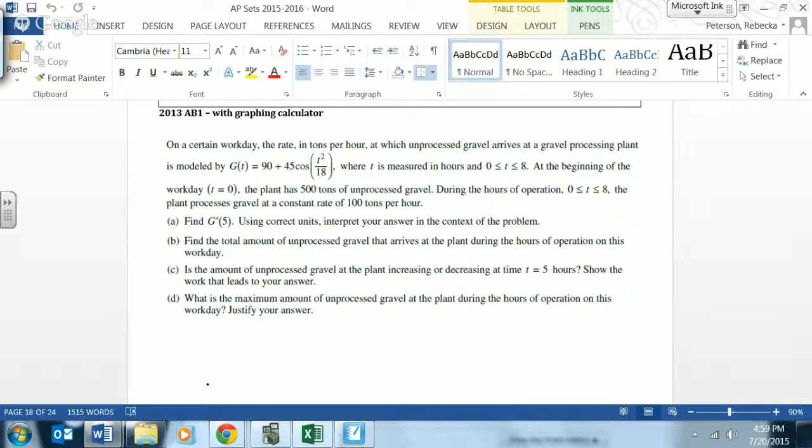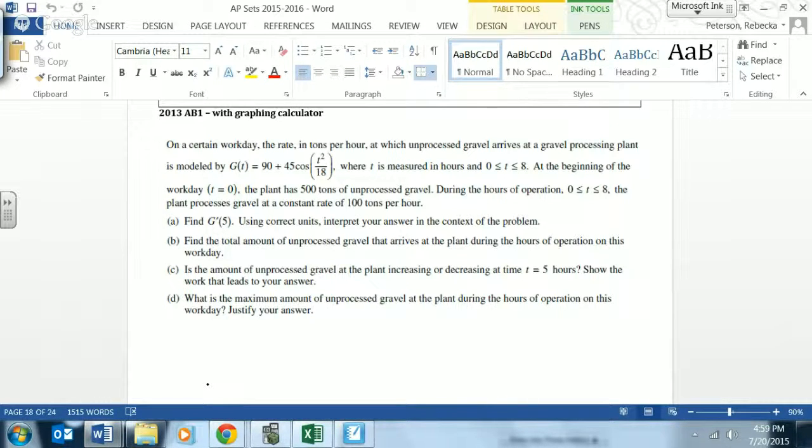And I would like to look at part D. Of course, you can look these up on AP Central, but I kind of want to walk you through part D. Keep in mind this is calculator active. Be sure you are in radians. Okay. Part D says, what is the maximum amount of unprocessed gravel at the plant during the hours of operation on this workday? Justify your answer.